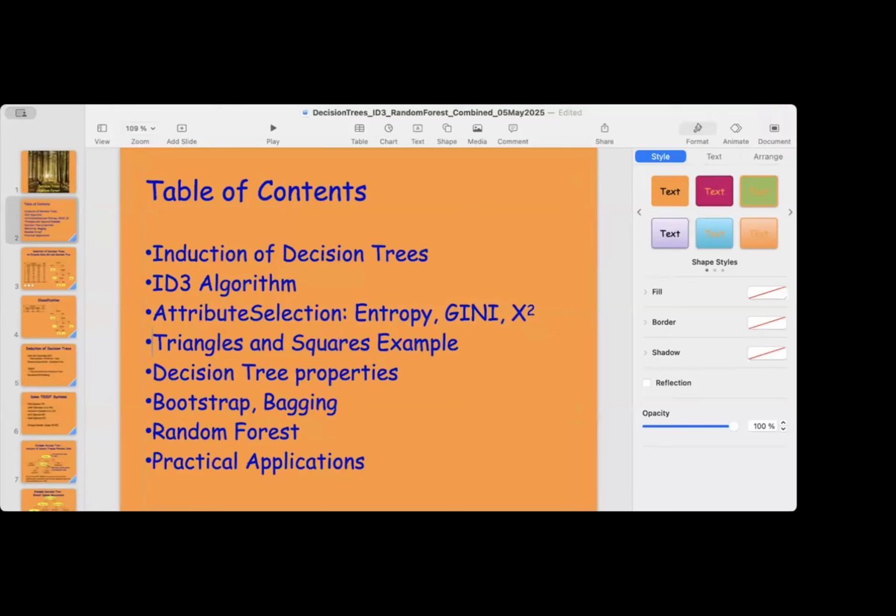So let's look at the data with some geometrical figures like triangles and squares. And we're going to build a decision tree that tells us whether the figure is a triangle or a square.